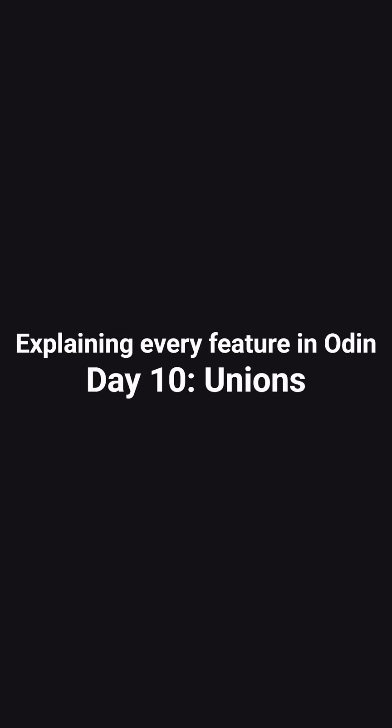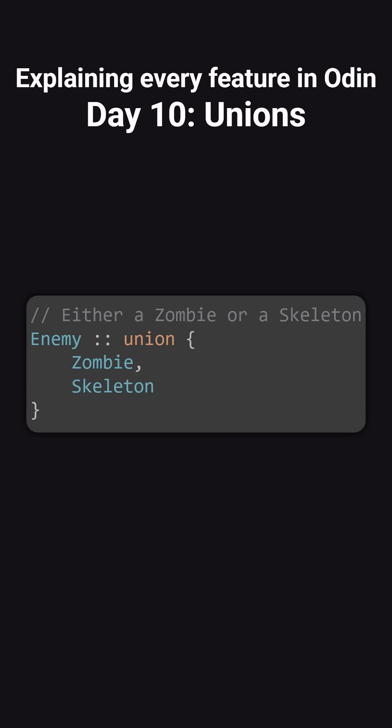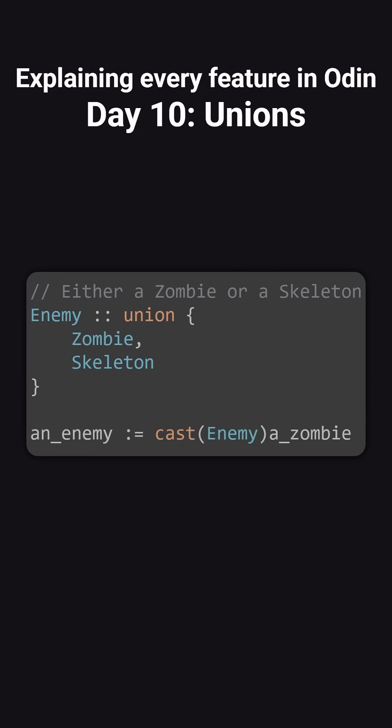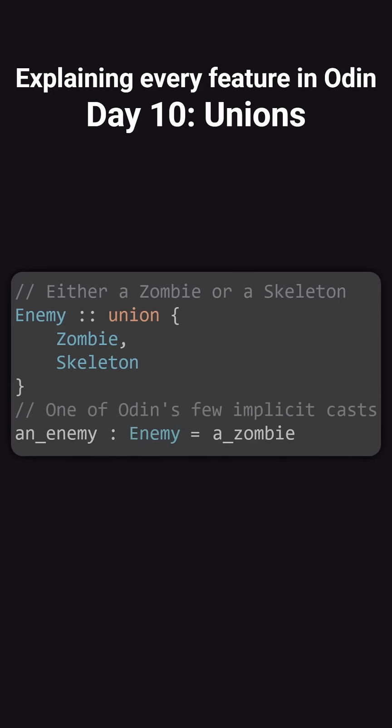Today, we're covering unions. Unions are a way of allowing one value to be of multiple different types. To declare a union, use the union keyword followed by a list of types enclosed in curly brackets. To instantiate a union, you can cast to the union from any of its variants. This cast can also be done implicitly, so you can directly initialize with your value.